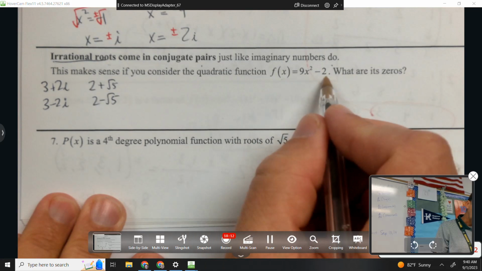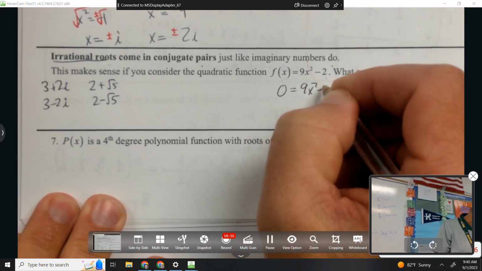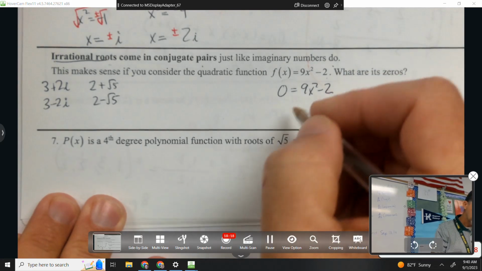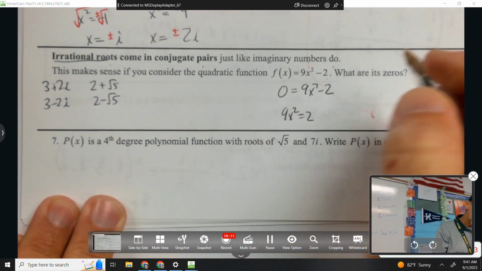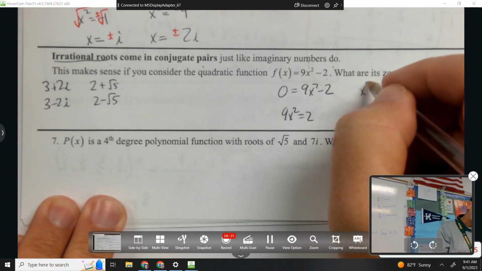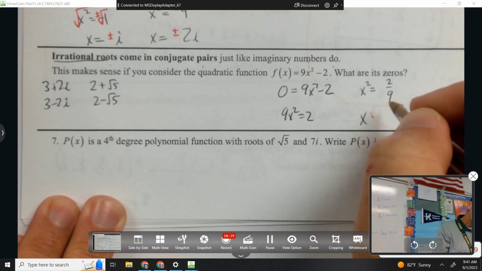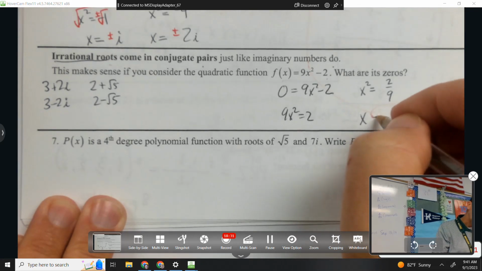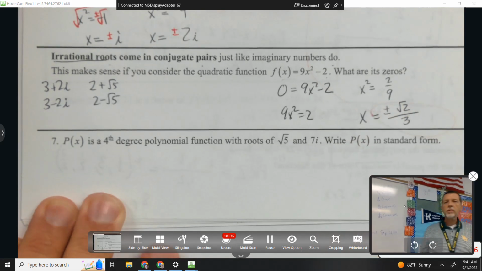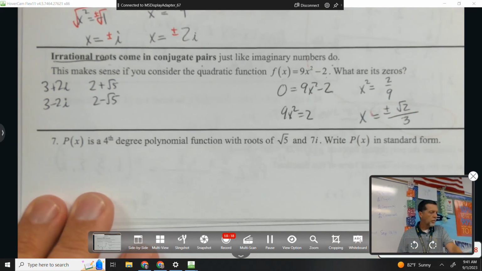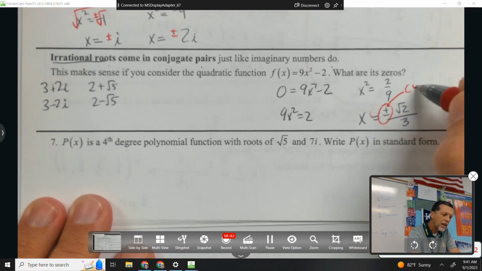So this quadratic, well, we can do this one. 0 equals 9x squared minus 2. So 9x squared equals 2. So x squared equals 2/9. So x equals plus or minus square root of 2 over 3. I'm going to go ahead and square root the bottom. But those are conjugate pairs, that plus or minus thing.